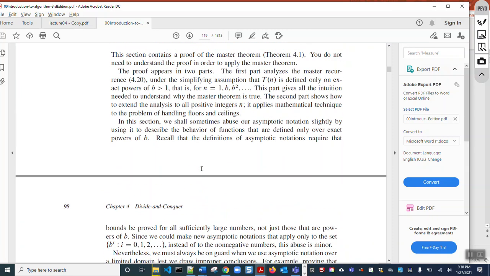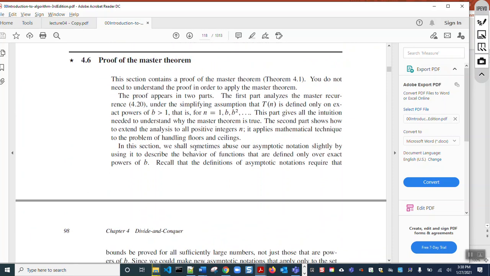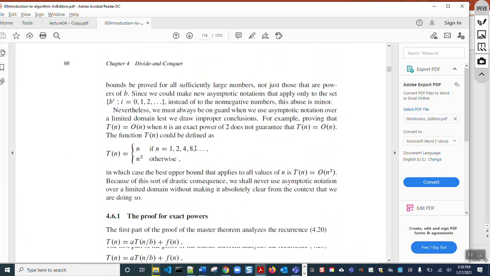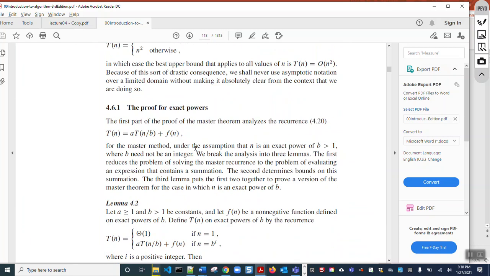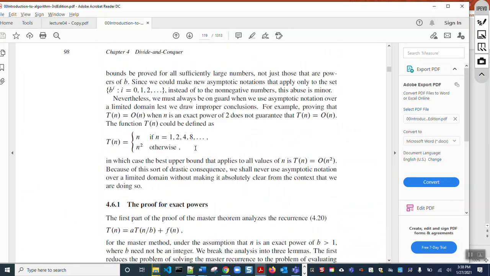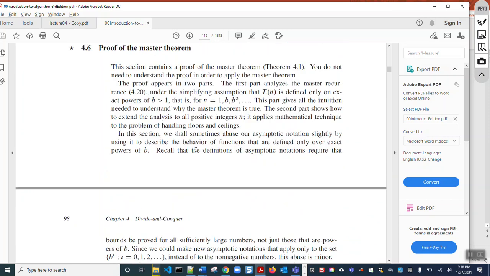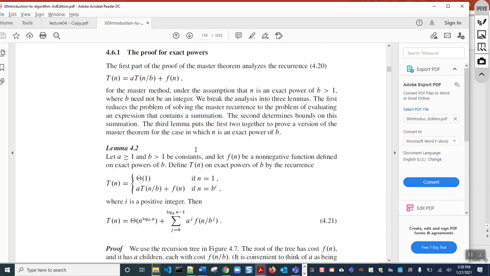And the last part is, please go through the proof of the master theorem. Okay, for this part, please read through the book, or you can do a Google search, and then you will see that there are some solutions over there.